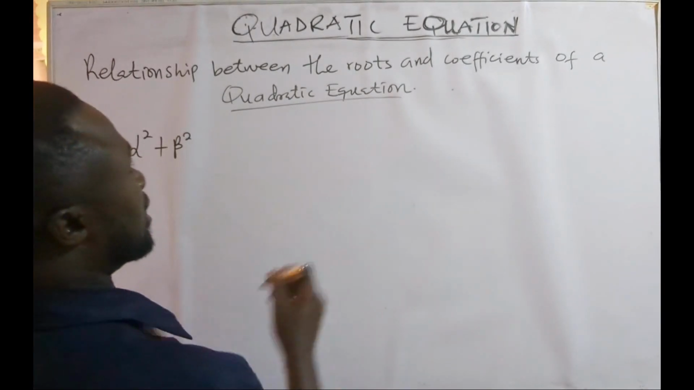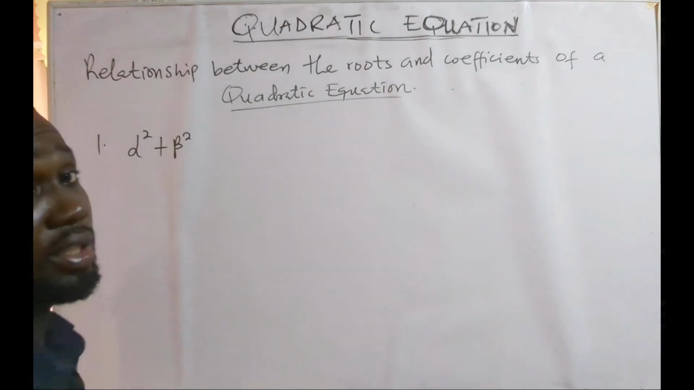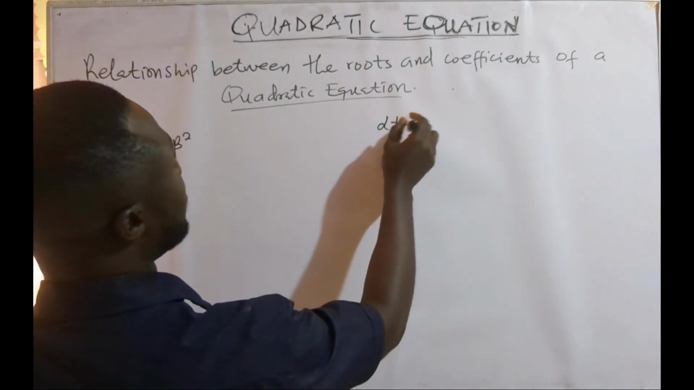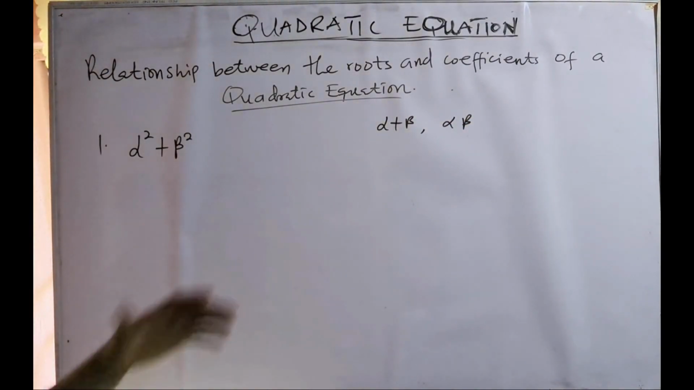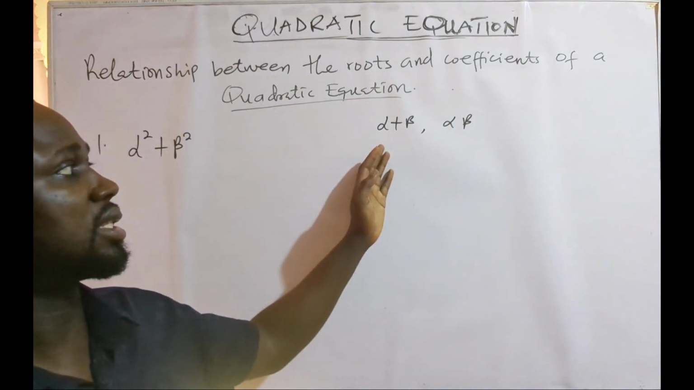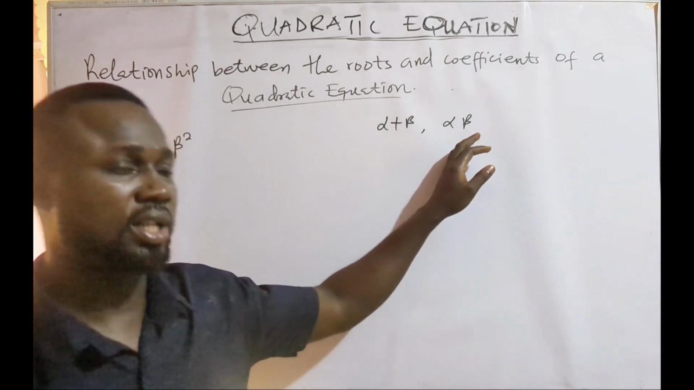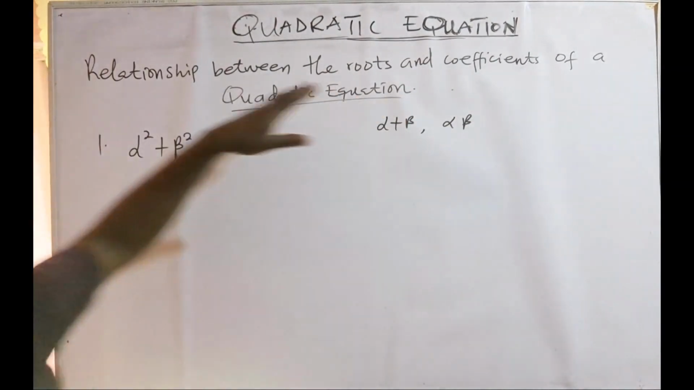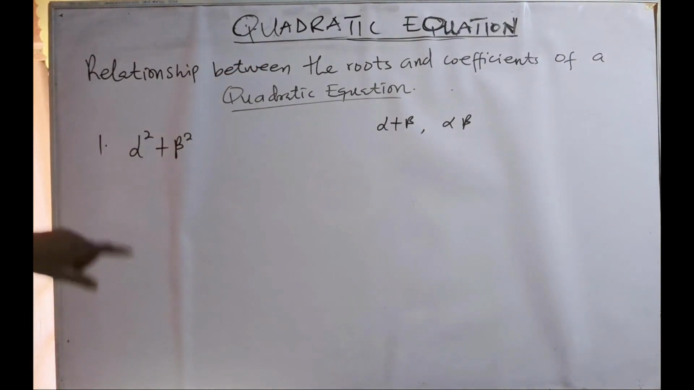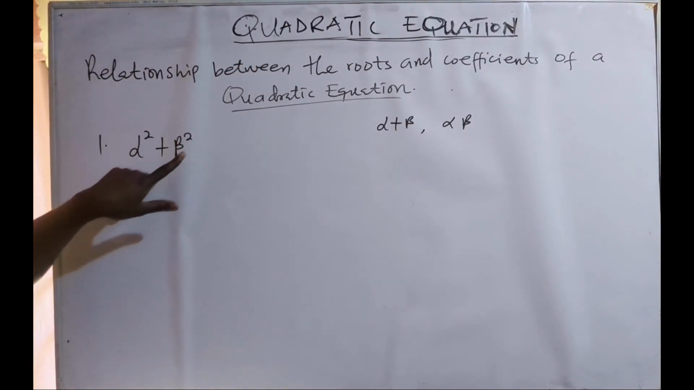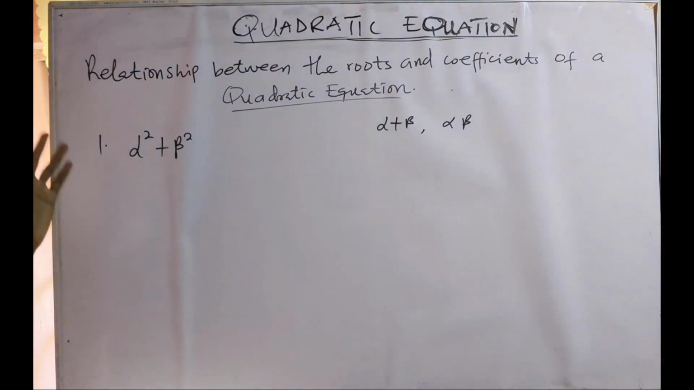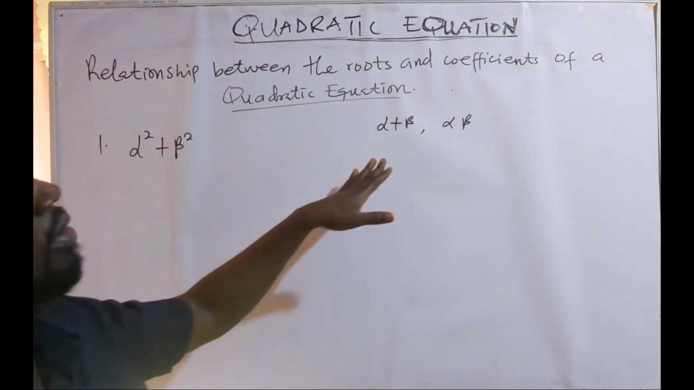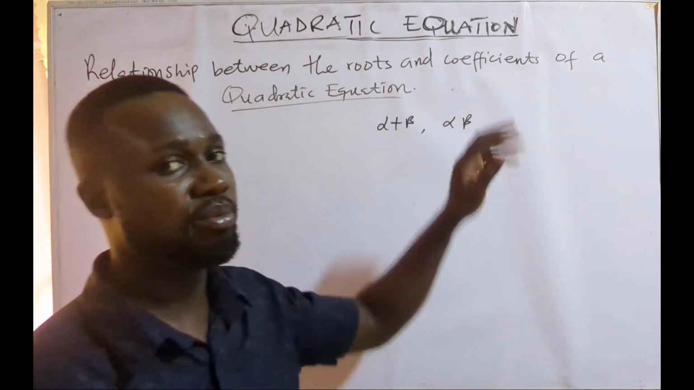What you should know is that if you have any particular quadratic equation, then you can find alpha plus beta and alpha beta. Let's say I have been able to calculate alpha plus beta, the sum, and alpha beta, the product, assuming alpha and beta are the roots. And I'm asked to find, from the same quadratic equation, the value of alpha squared plus beta squared. How am I going to find alpha squared plus beta squared from the values I have calculated for alpha plus beta and alpha beta?